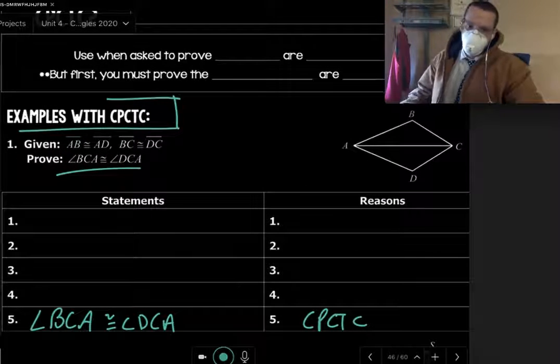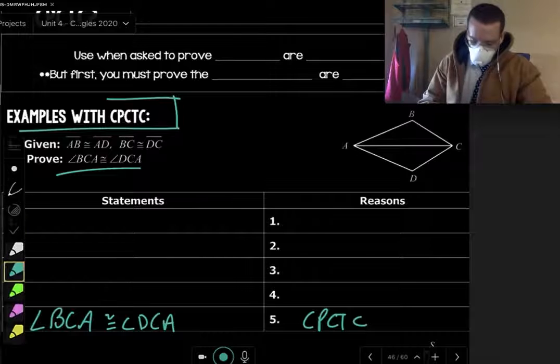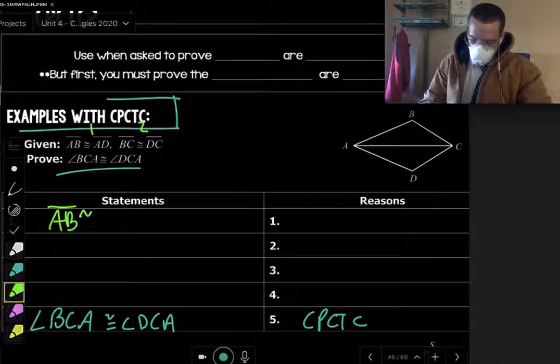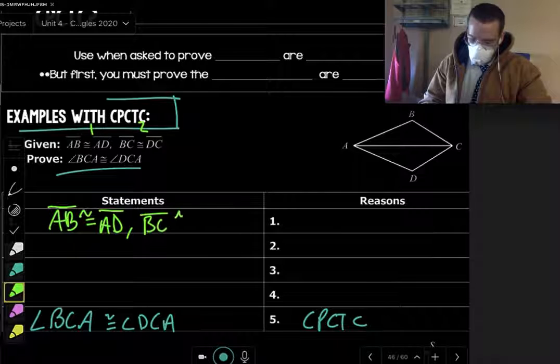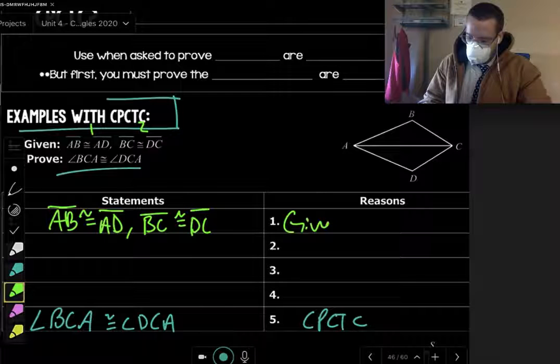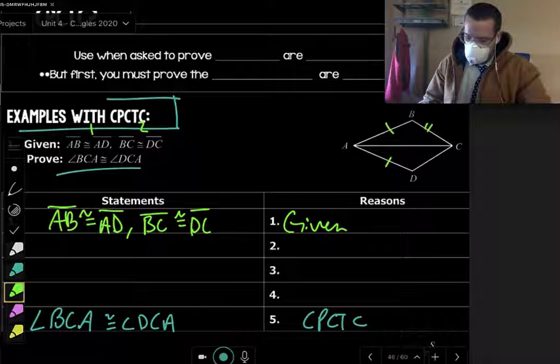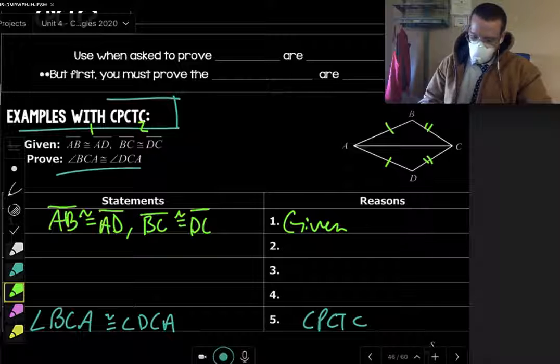Okay, so we have some given information. We have AB is congruent to AD. And we have BC is congruent to DC. These are both given. AB, AD, BC, DC. Oh, this proof is over.